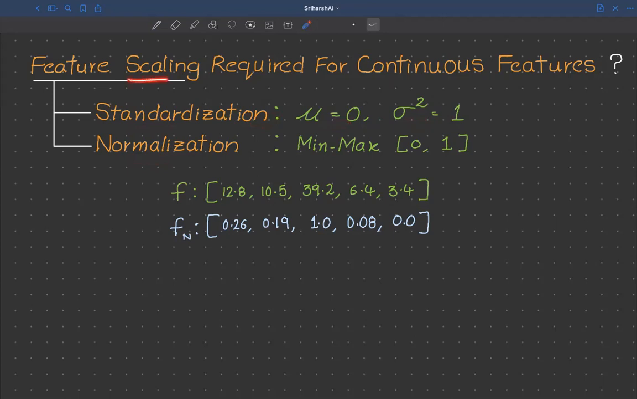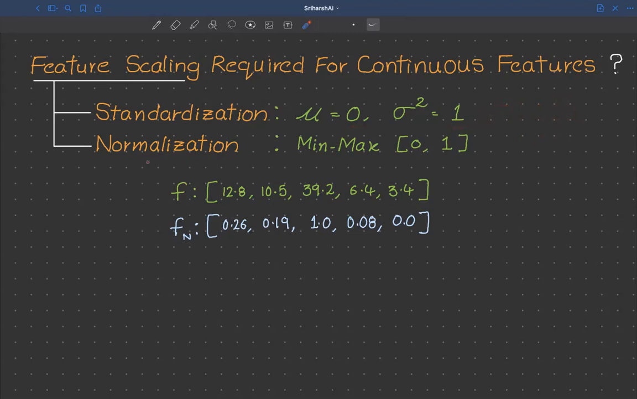Let's see whether feature scaling is required for continuous features in decision trees. In general, feature scaling is divided into two types: standardization techniques and normalization techniques. Standardization is a very effective technique which rescales a feature value so that it has a distribution with zero mean value and unit variance. That is, if you take any continuous feature and apply standardization on top of it, all the resultant values will have a mean of 0 and a variance of 1. So that is what standardization is.